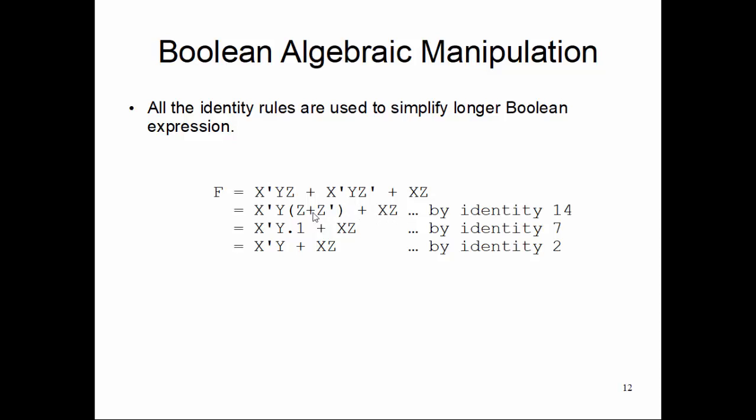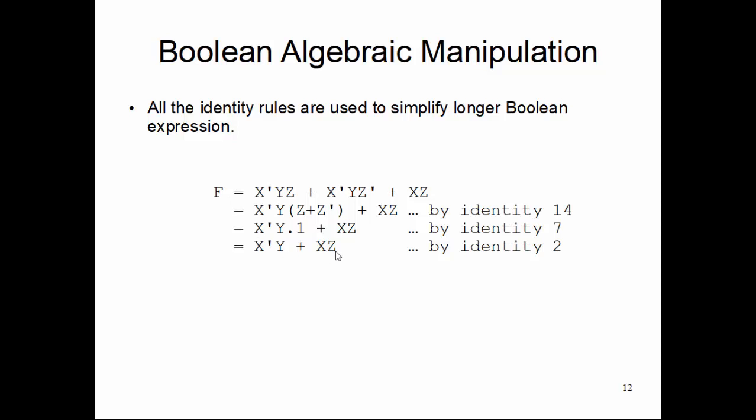Now by identity 7, z or z bar is always 1. So it becomes x bar y and 1, which is basically x bar y. And we cannot do anything about x z, that remains in the expression. So your final reduction becomes x bar y or x z. Okay, so that's the reduction.